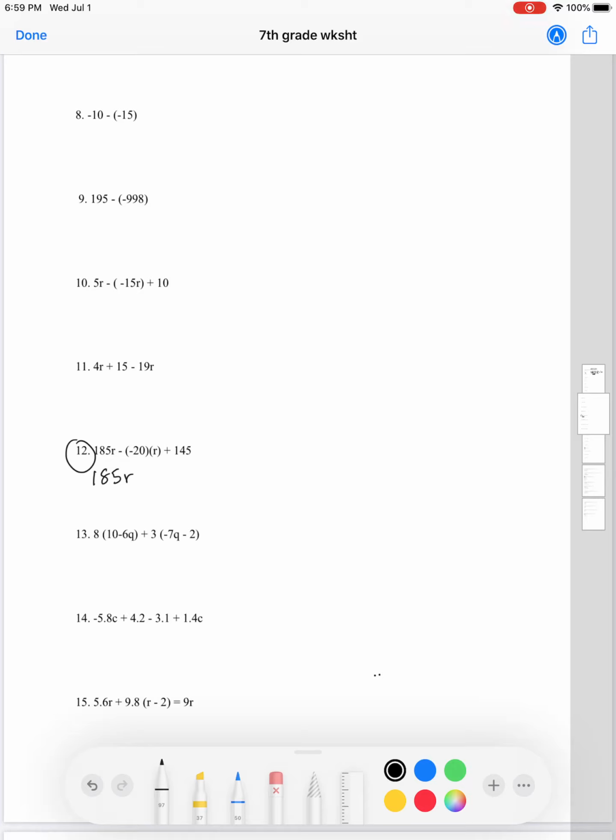185r minus times negative is just positive, so plus 20 times r is 20r. Plus 145. Now, of these terms, which ones are the like terms? Well, that's obvious. It's these two, considering that they share the same variable r and they share the same power 1. So with this given information, we can combine these two terms. 185r plus 20r is just 205r plus 145.